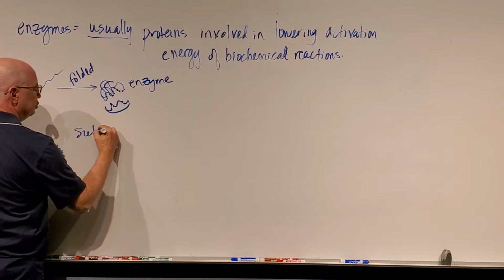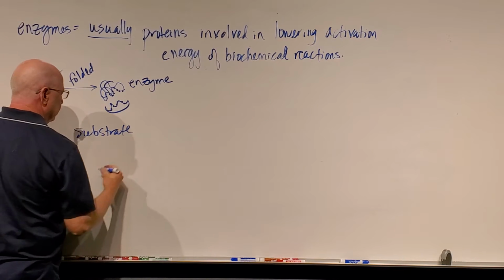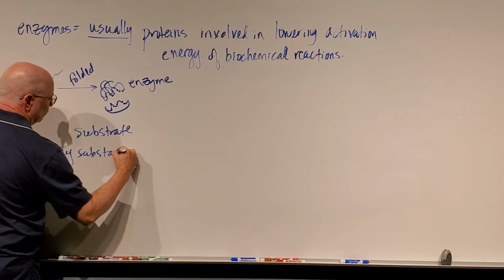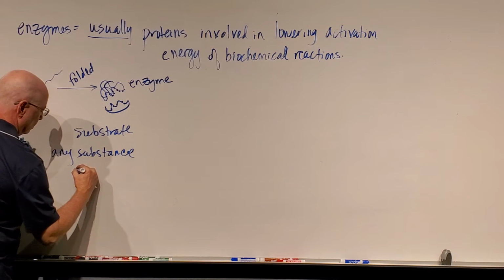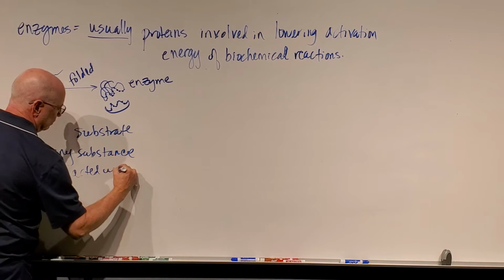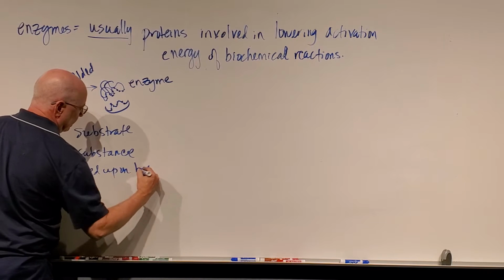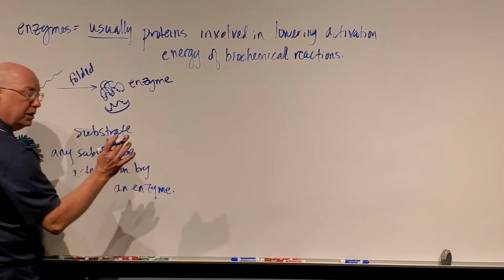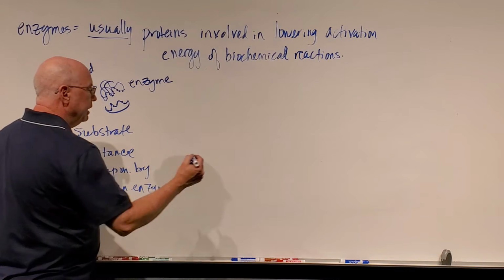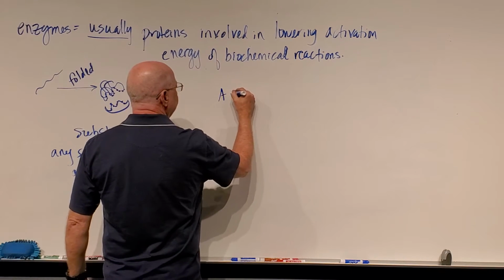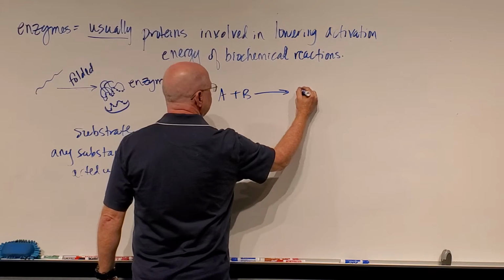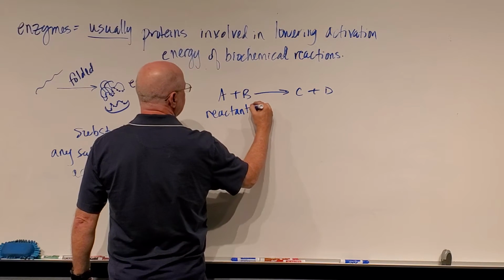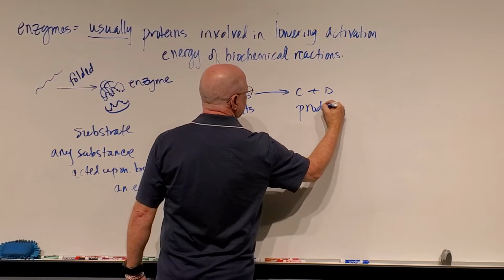This would be called a substrate. A substrate is any substance acted upon by an enzyme. So before I finish this thought, let me explain something. In chemistry, if I have A plus B produces C plus D, this would be called my reactants. This would be called my products.